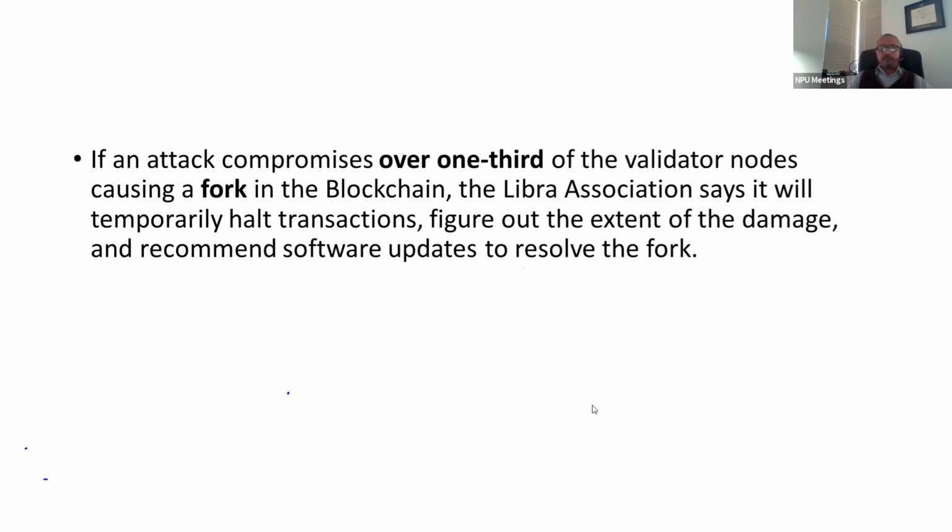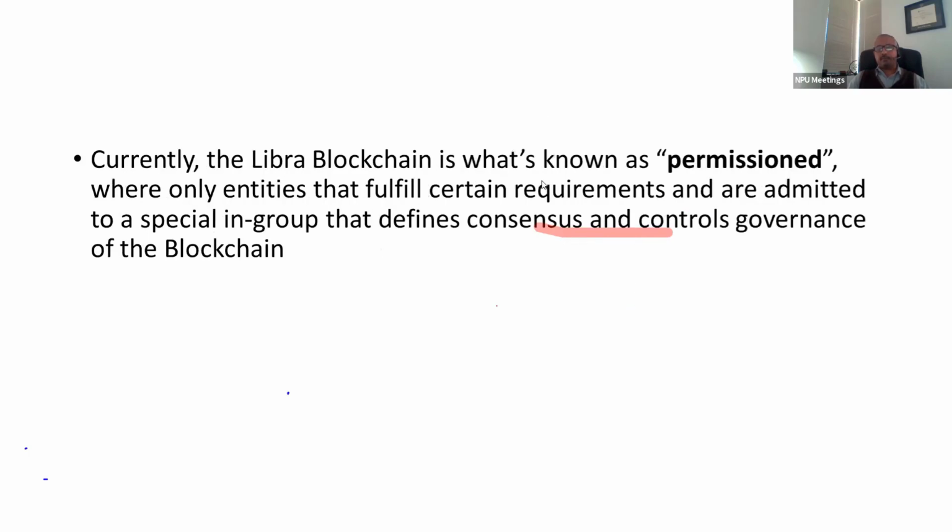If a third of the nodes are hacked, then the Libra organization will withhold all the transactions and fork. That means reset and start again. And this is what you have.